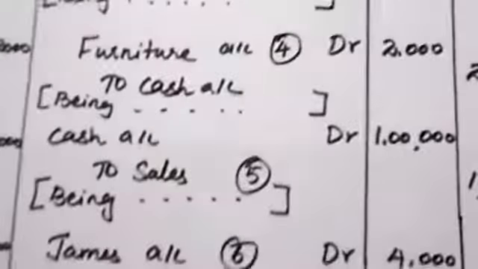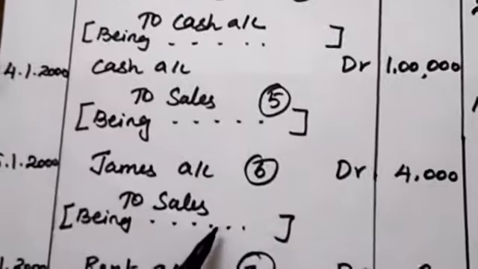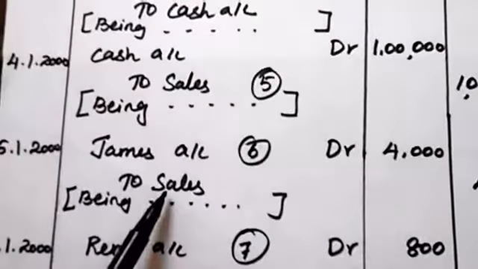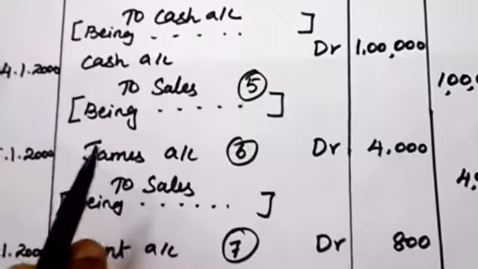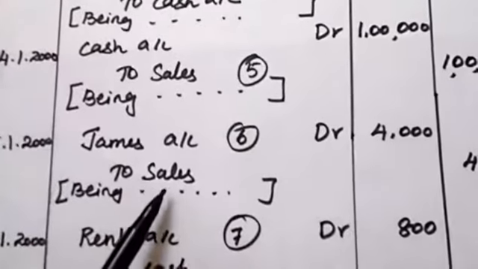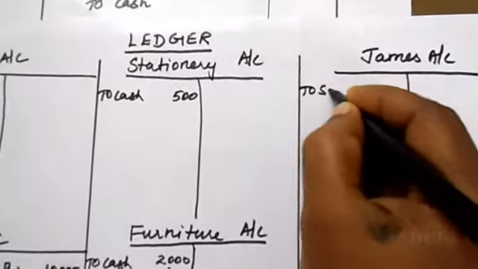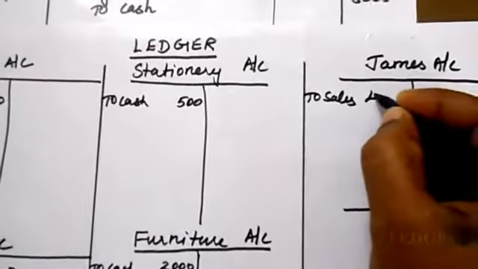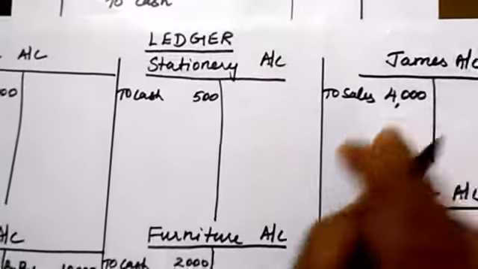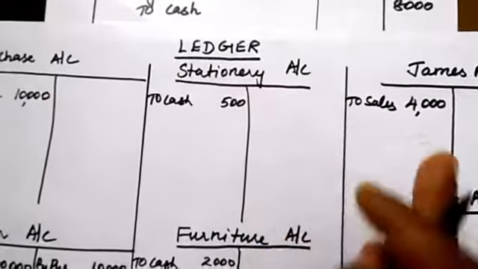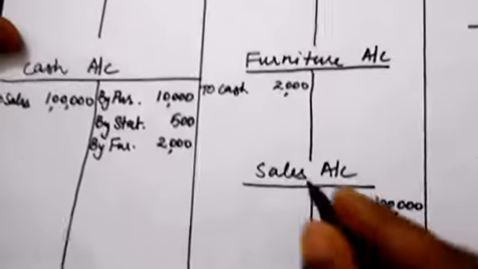Then James account data to sales. Enter sales under the James account and enter James under the sales account. Come to the James account, enter to sales. How much? 4,000 rupees. And you have to enter the same thing under the sales account, by James.